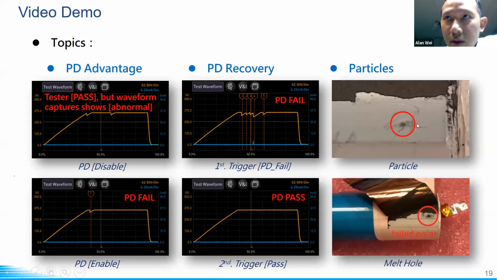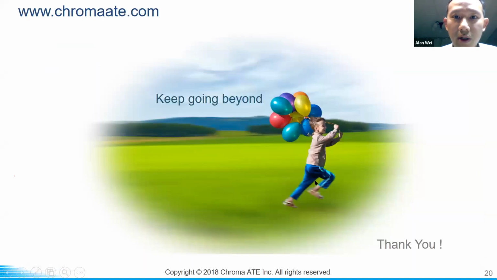And we also found the melt hole after the test. You can see we put some particles on the separator before the test, and after the test, we can find there is actually a melt hole on the separator. So I think that will be all for today. I will start to answer the questions.